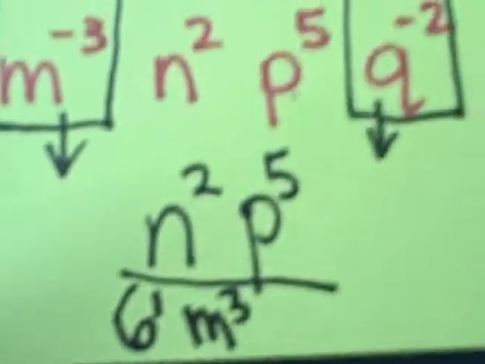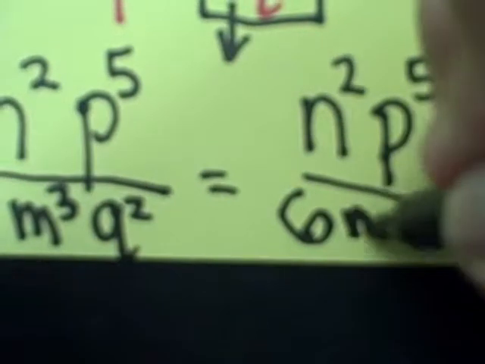6 to the 1st moves down. m to the 3rd moves down. And q to the 2nd moves down. Now the only thing that you'll have to do here, and this goes for anything, if ever you have a problem where you have a coefficient raised to an exponent, you need to evaluate that. So 6 to the 1st is easy, it's just 6. So it's not a lot of work. But if you had like 6 squared, then you would write 36.